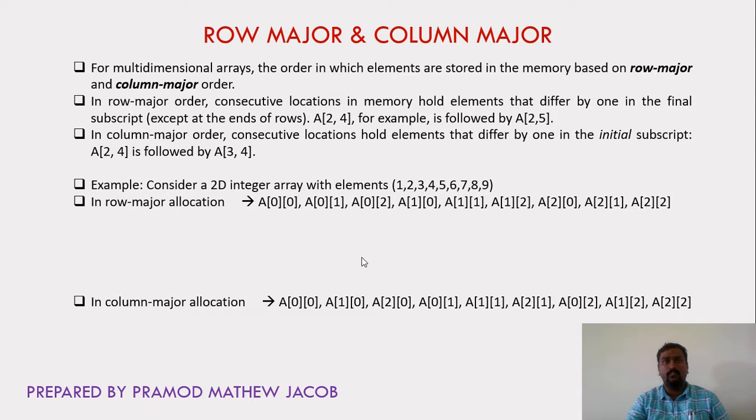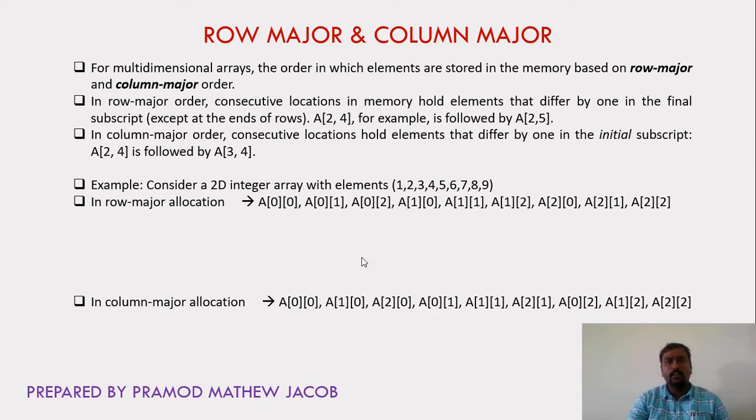Next, let's understand the concept of row major and column major storage schemes used in array. For multidimensional arrays, the order in which elements are stored in the memory are based on row major order or column major order. In row major order, consecutive locations in memory hold elements that differ by 1 in the final subscript except at the end of rows. For example, A[2][4] is followed by A[2][5], whereas in column major order, consecutive locations hold elements that differ by 1 in the initial subscript, that is A[2][4] is followed by A[3][4].